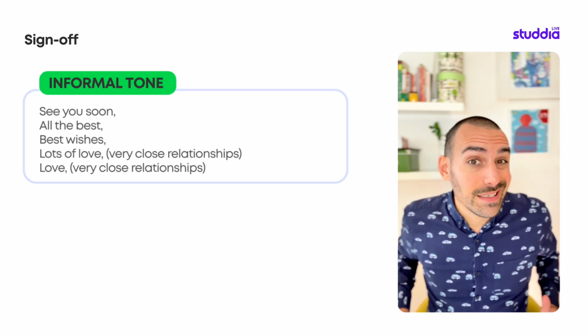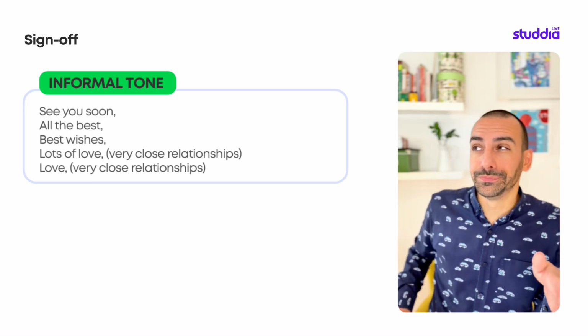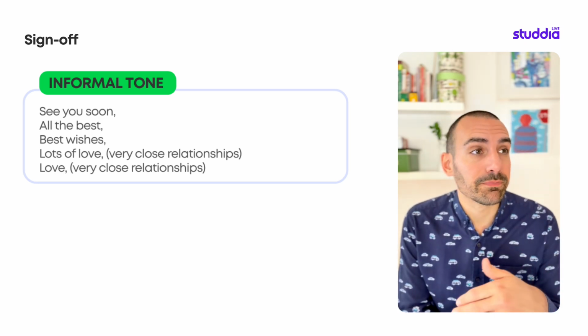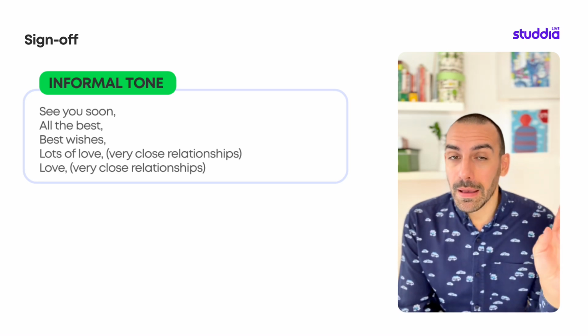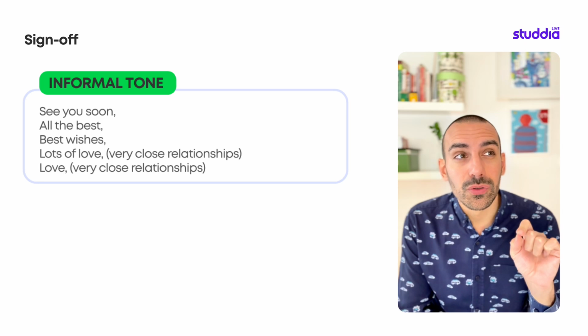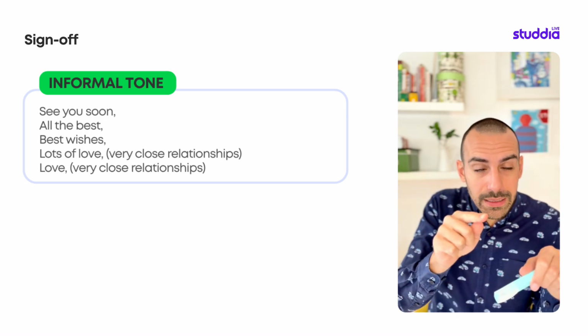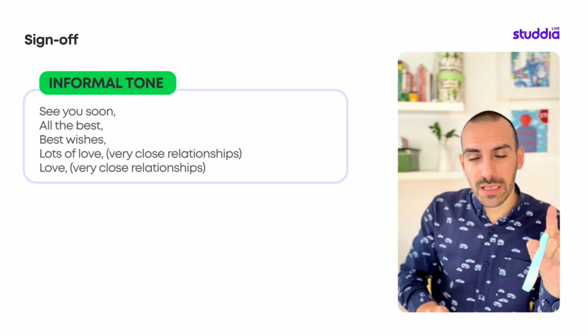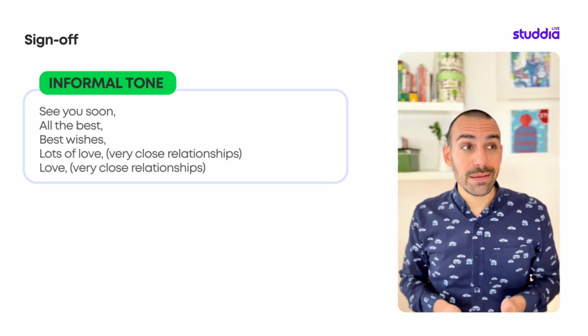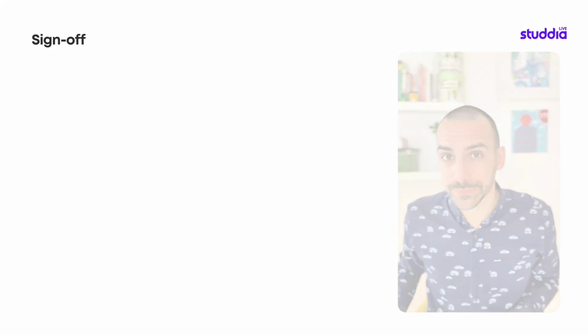So things like best, take care, see you soon, lots of love, all the best, hugs and kisses. One thing you need to be aware of here after the sign off, do not forget to add a comma. Then move to a new line and then write your name. That's really important. Without your name, the letter looks unfinished. Please always include it. Let's look at an example letter to see how all these parts work together.